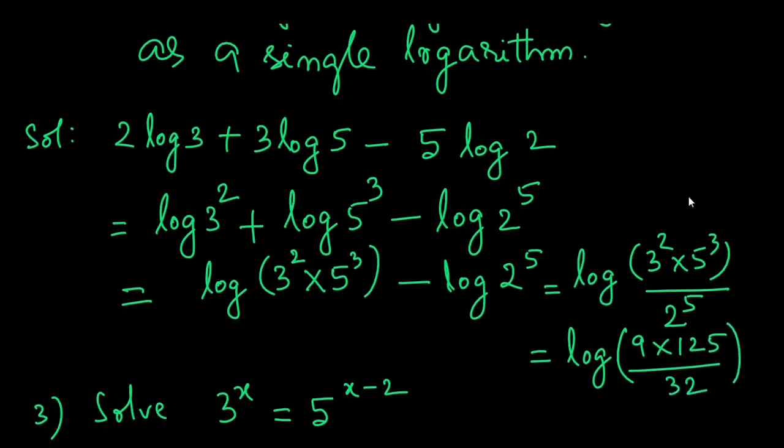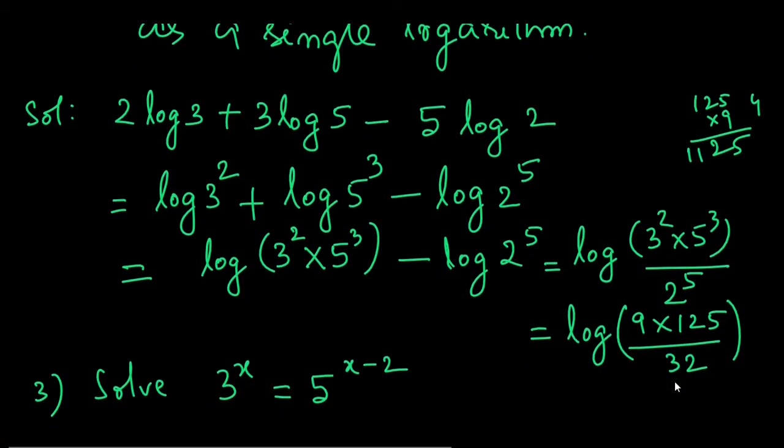Now 125 into 9: 5 times 9 is 45, 4 carry; 2 times 9 is 18, 18 plus 4 is 22; again 1 times 9 is 9, plus 2 is 11. So this is equal to logarithm of 1125 by 32.